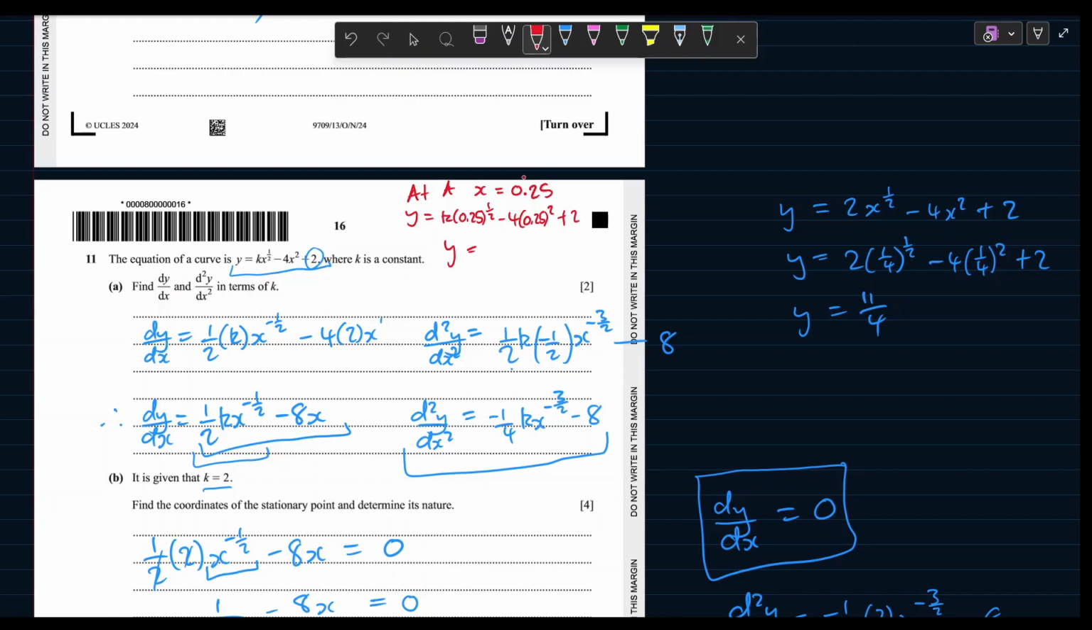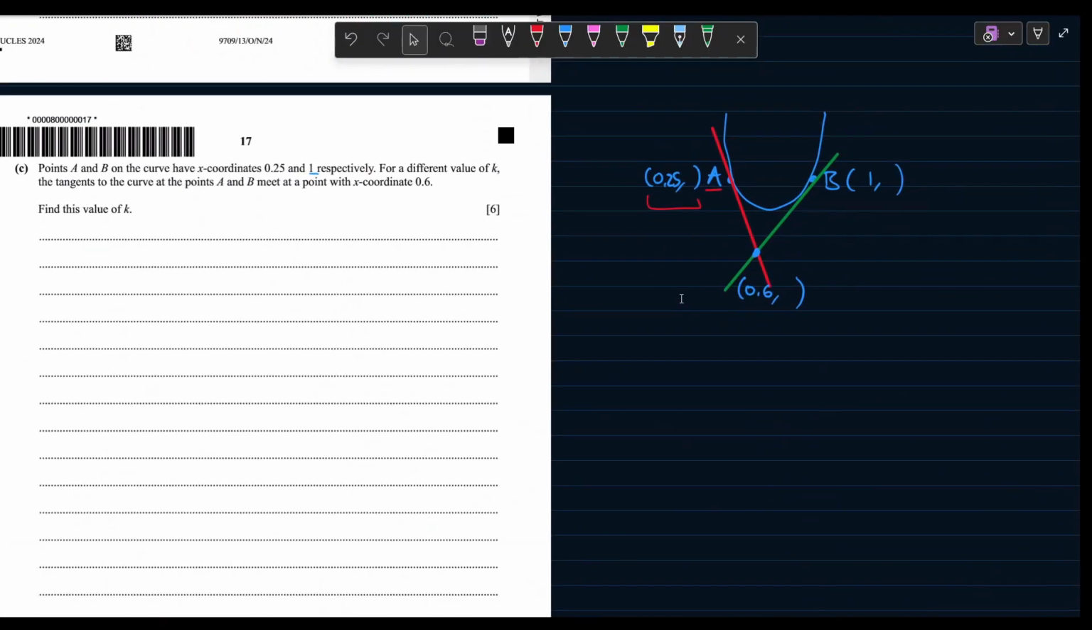That's a quarter to the half, which gives us a half. So we've got half k, and then let's evaluate that part as -4 times 0.25 squared plus 2, that gives us 7/4. So the y coordinate at A is half k plus 7/4. All right, so let's fill that in there. This is going to be half k plus 7/4. These are the coordinates of A.